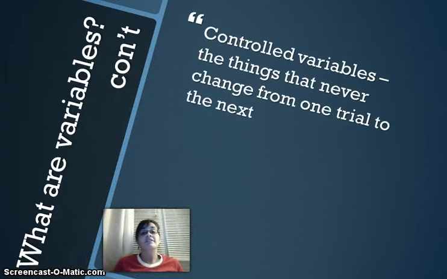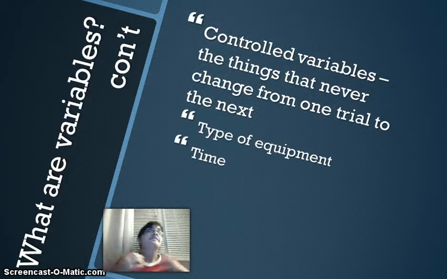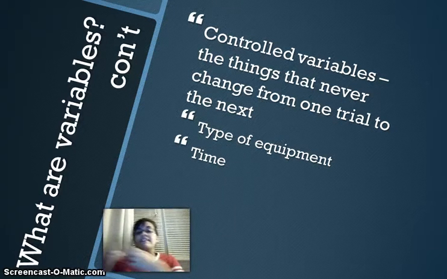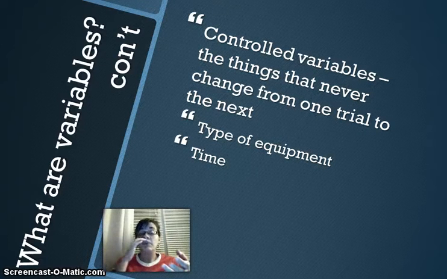The first one is a controlled variable, and these are the things that never change from one trial to the next. This would be like type of equipment. So if you use one type of thermometer in the first trial, you're going to use it in every single trial. Or if you use one type of heater, you're always going to use the same type of heater. Also, some things like time. So if you do the experiment the first time for 30 minutes, the next trial also needs to be 30 minutes. These are things that affect your experiment and are always going to be the same.